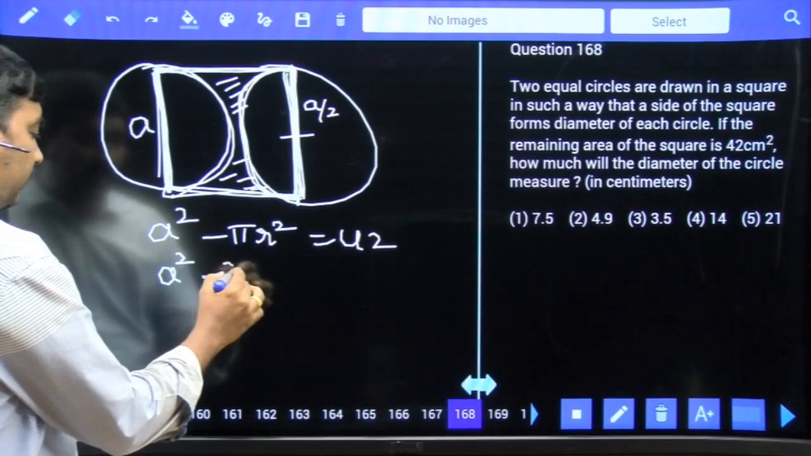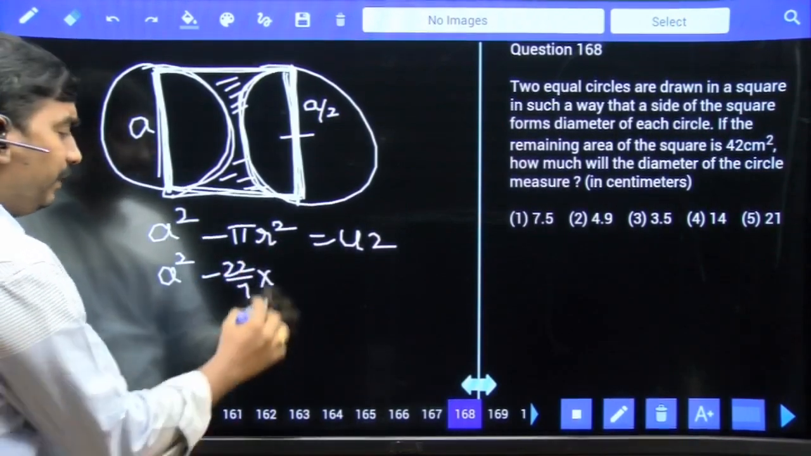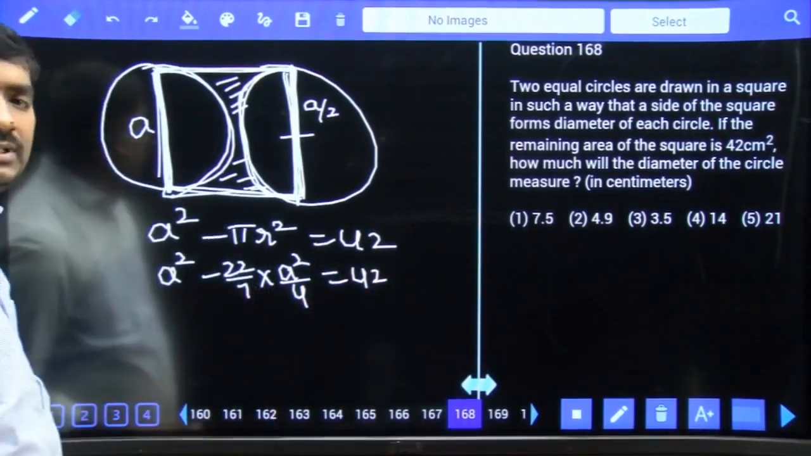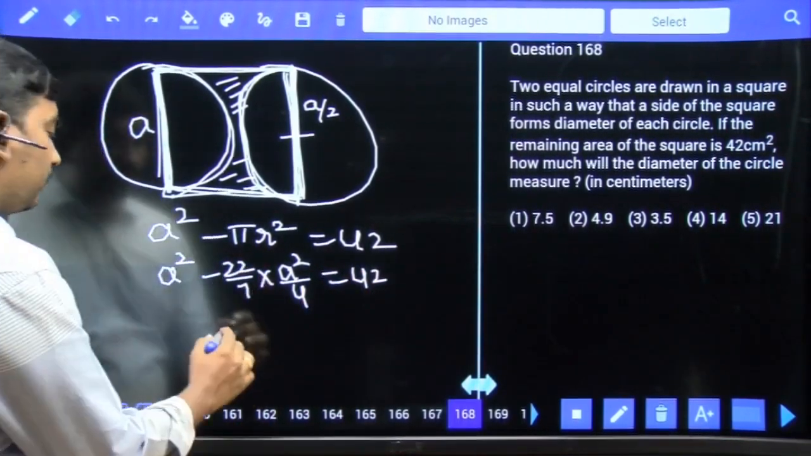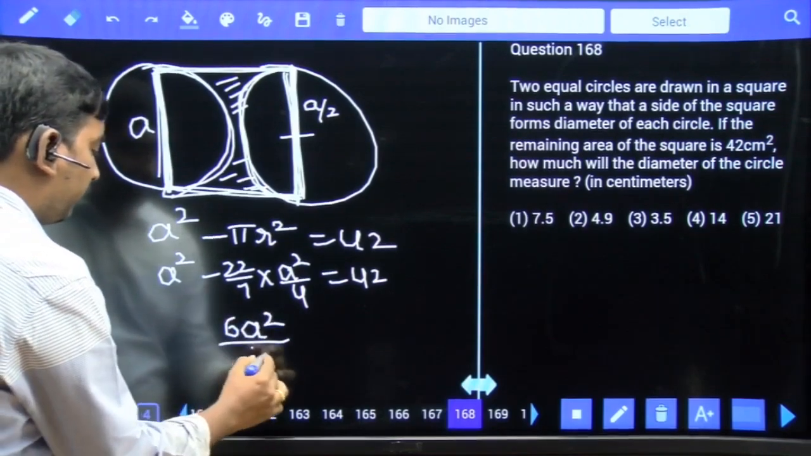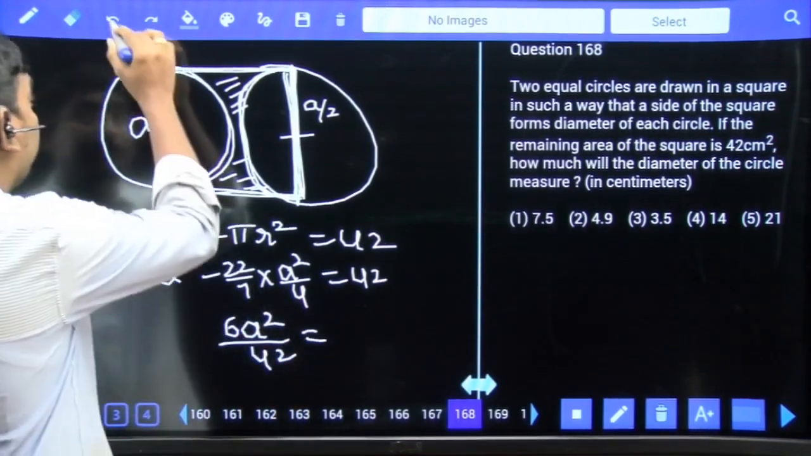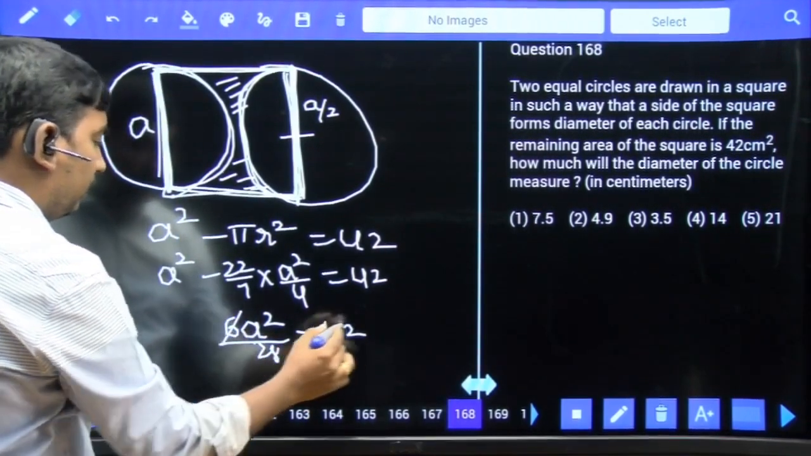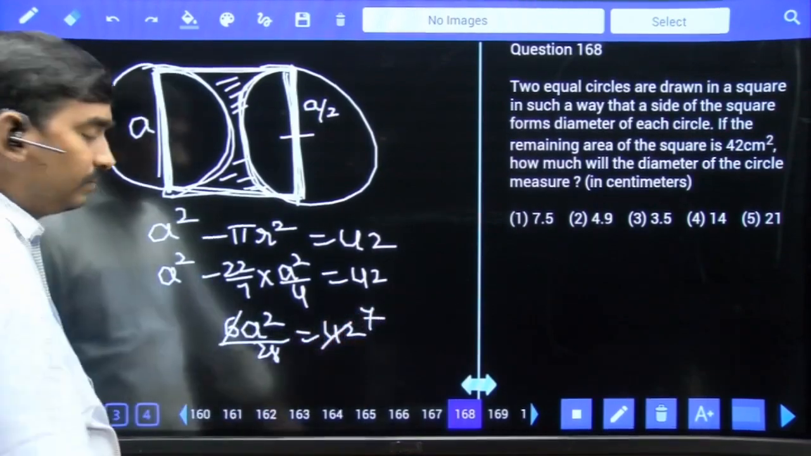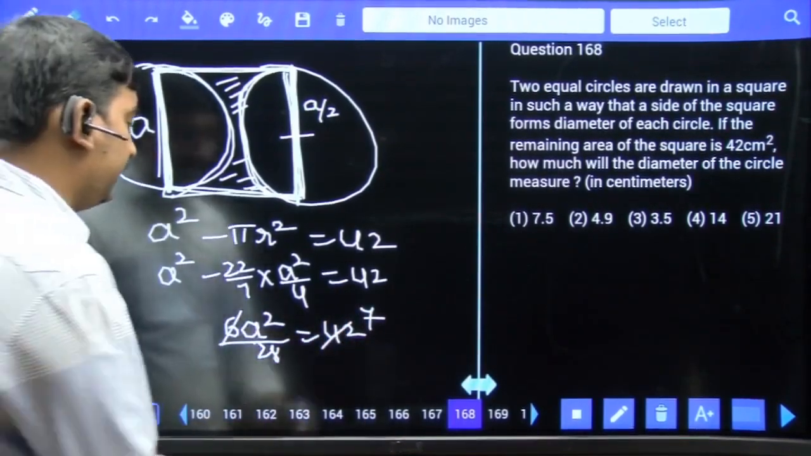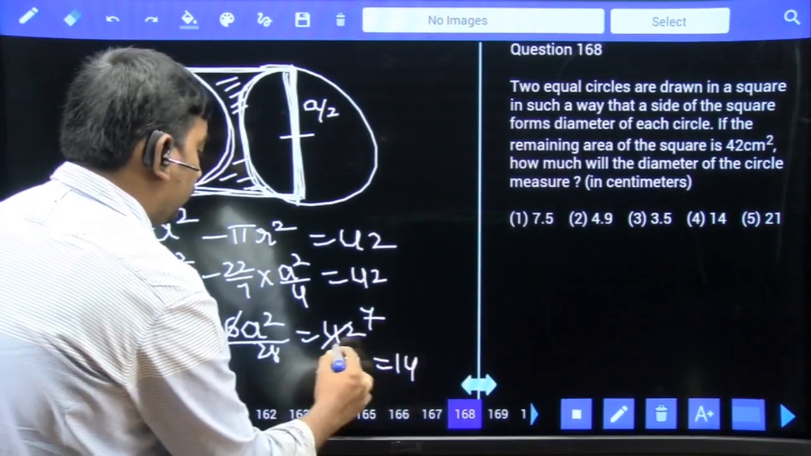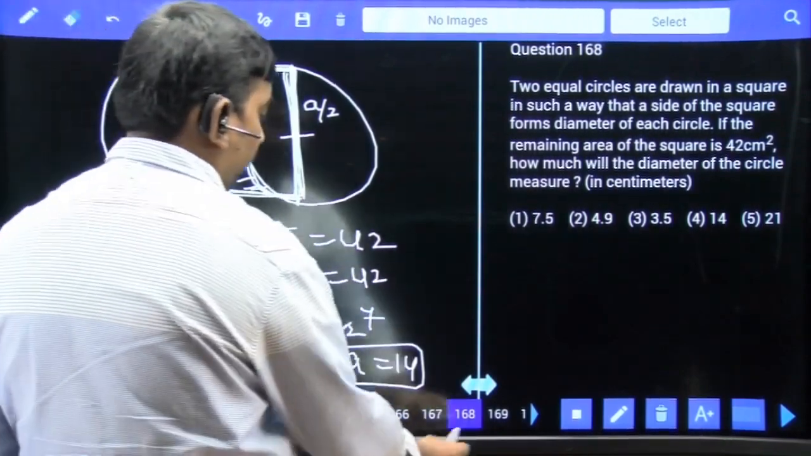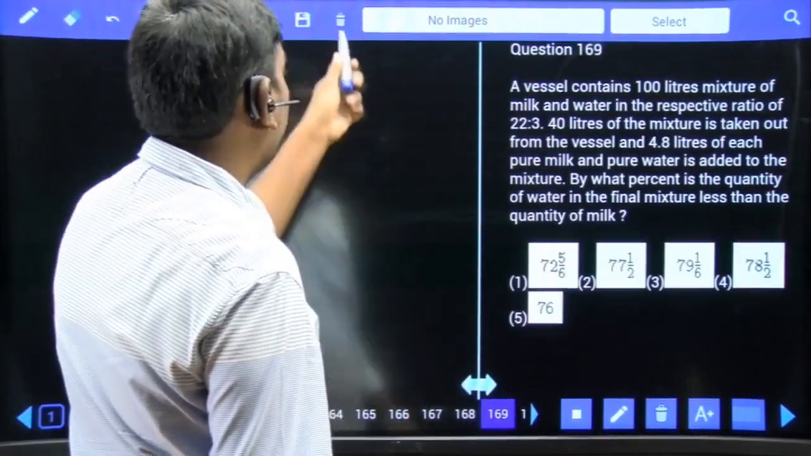A square minus 22 by 7 into the radius value A by 2, which means A square by 4, is equal to 42. 7 times 4 is 28, A square minus 22 A square means 6 A square by 28 is equal to 42. A square is 7 times 28 is 196, so A is equal to 14. The side of the square is 14, and the diameter of the circle is also 14. Why? Because side is equal to diameter. Next.